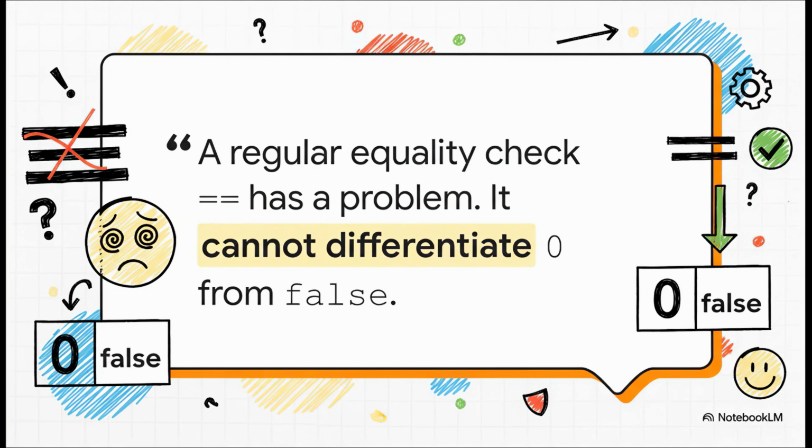Here's the heart of the problem. Because the double equals converts types, it looks at the number 0 and the Boolean value false and sees them as the same thing. In its mind, false just becomes the number 0, so the comparison becomes 0 equals 0, which is true. But a lot of the time, you absolutely need to know the difference between the actual number 0 and a false value. Double equals hides that crucial distinction from you.